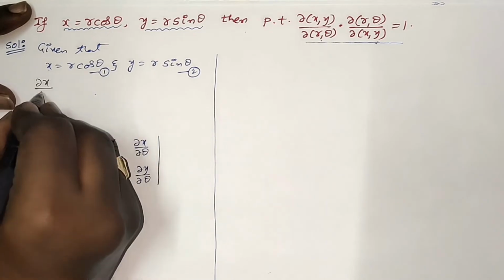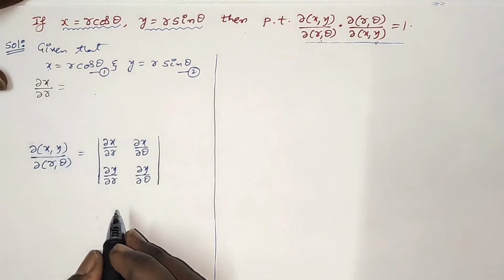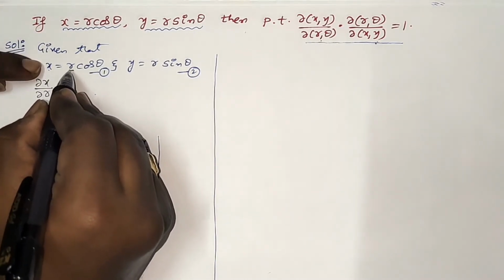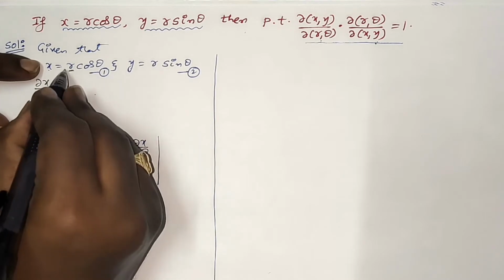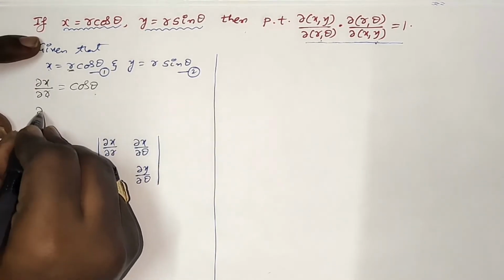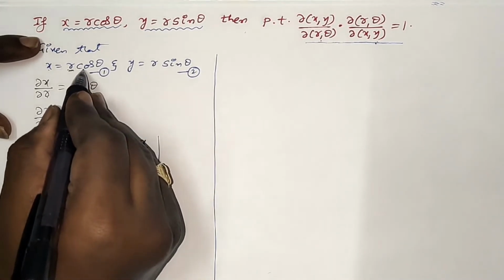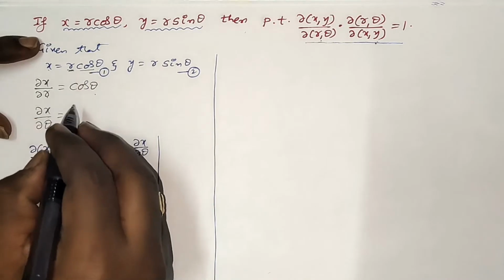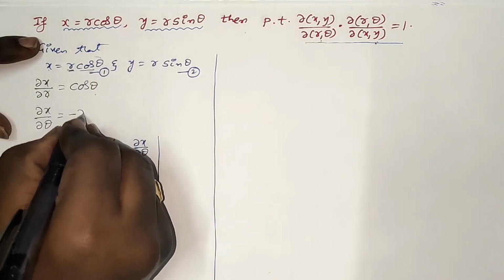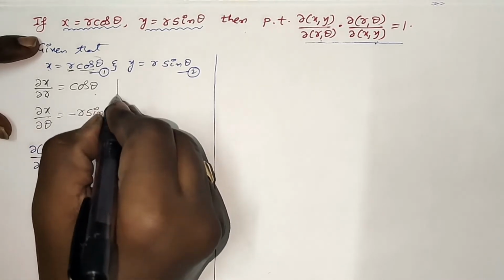Dou x by dou r. In this case, except r, the remaining are all constants in x. So differentiation of r with respect to r is 1 into cos theta, since cos theta is the constant term. And next, dou x by dou theta. R is the constant term. Differentiation of cos theta with respect to theta is minus sin theta. So you will get minus r sin theta.